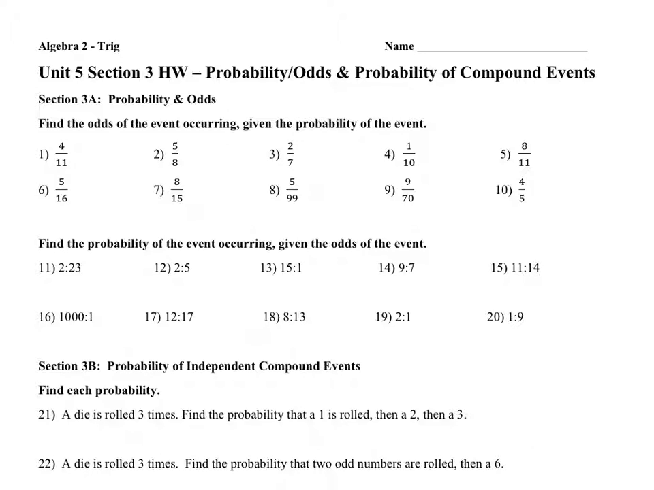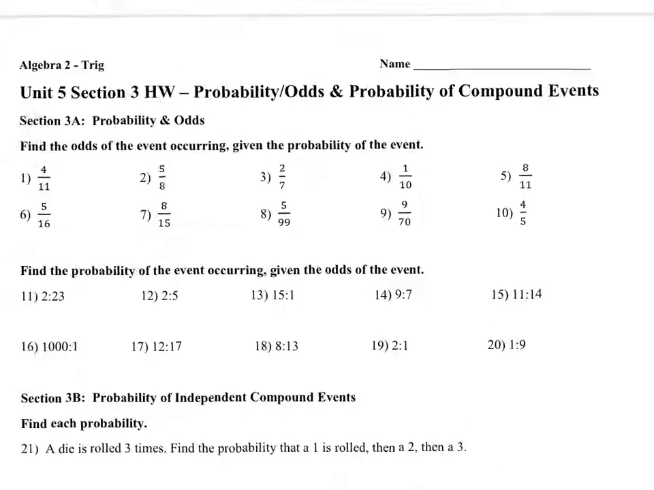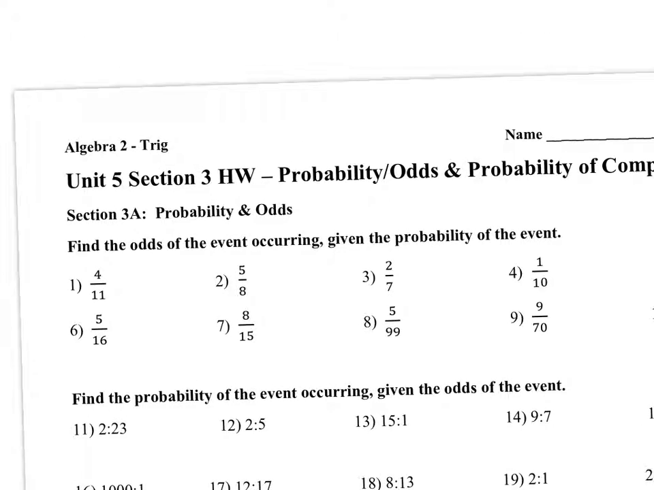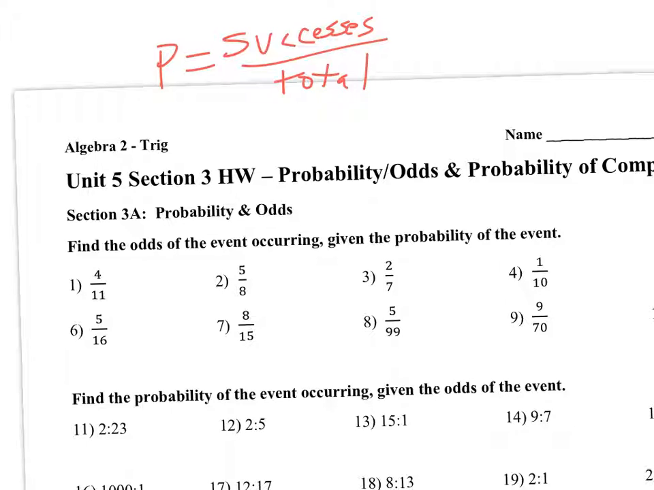Okay, we're going to define probability first of all. So let's actually do this up at the top here. Probability, I'm going to use a P for probability. Now that doesn't stand for permutation. So probability is successes over total. Success, how many times something is supposed to happen over the total. Okay, now I usually abbreviate that S over T.